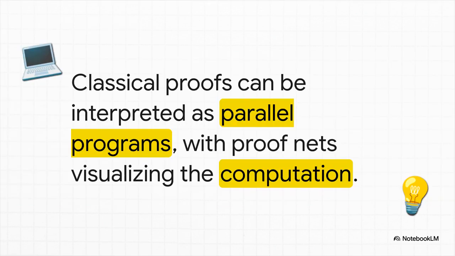So what's the ultimate payoff here? By showing us this essential structure, proof nets let us interpret logical proofs as parallel programs. The proof net itself becomes a visual of a computation, where all these different logical threads are being processed at the same time. It forges this really powerful, direct link between pure logic and computer science.